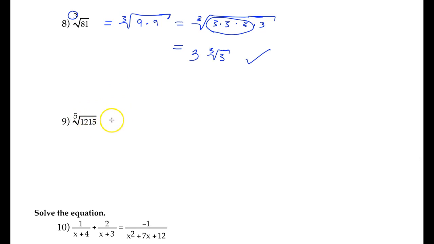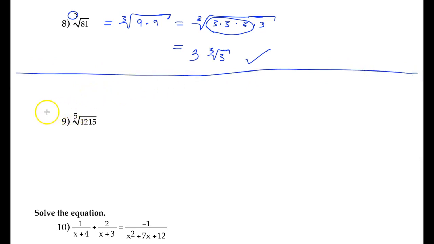Now for number 9, same sort of thing. We want to figure out the 5th root of 1,215. Well, you may not know what times what is 1,215, but one thing that I know that you know is that any number that ends in a 5 is divisible by what? Yep, that's right, 5. So we can start there. So if I take 1,215 and divide it by 5, I know that 5 goes into 12 2 times, and that would be with a 2 remainder. 5 goes into 21 4 times, and that would be with the 1 remainder. And then I bring down the 5. 5 goes into 15 3 times. Okay. So right now I know that 1,215 is just 5 times 243.